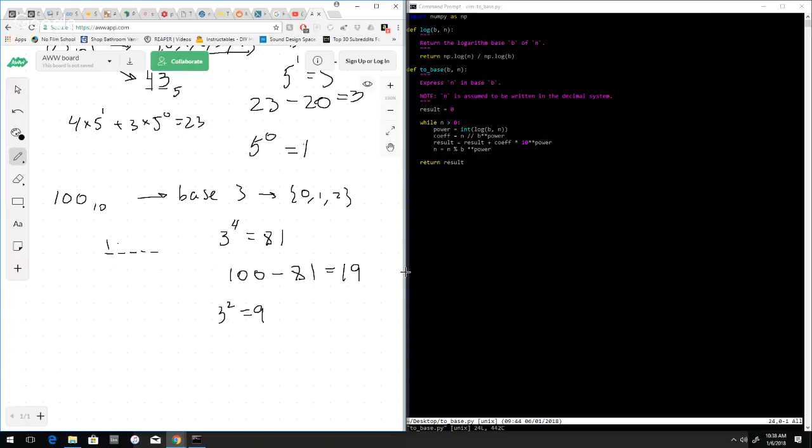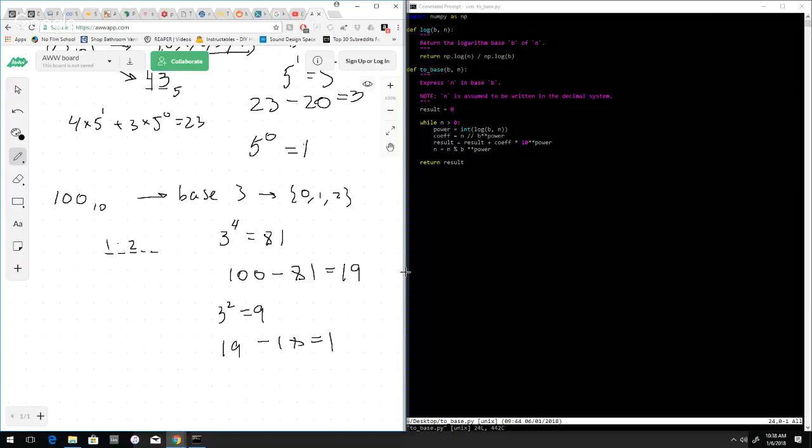And now I say, what is the highest multiple of this number that fits in 19? And that, of course, is 2 times 9. And that's fair game, because 2 is a digit in base 3. 2 times 9 is 18. It fits here. So this is the second power. So 0, 1, 2. And the coefficient we just said is 2. So we put 2 there. So we started with 19. We just accounted for 18, right? 2 times this number, and we're left with 1.